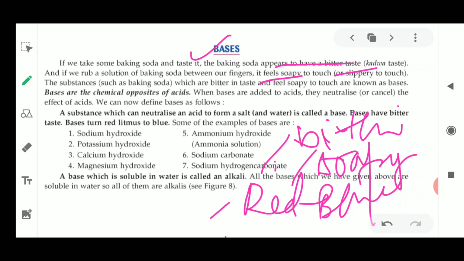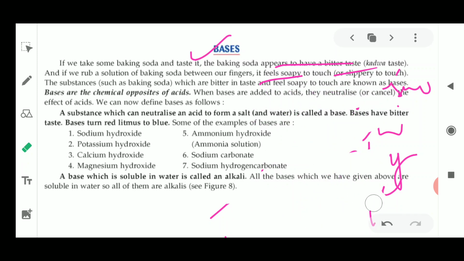Bases are bitter to taste, soapy to touch, they turn red litmus blue, and they are also corrosive. They are corrosive in nature, so they are going to harm your body if you take a base in a very large amount, and strong bases are going to harm you. So they are also corrosive in their original forms.